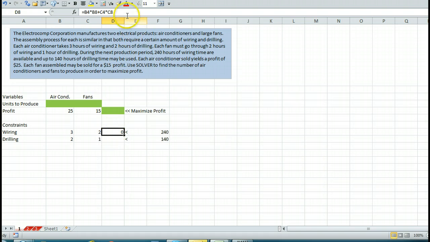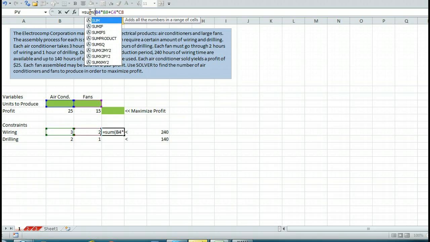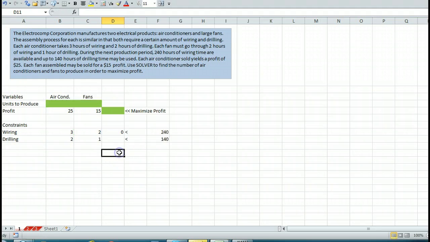Okay, so you can see what formula I have in here up top. I'm going to put SUM, just to make sure Excel takes this right. Okay, so you can see up here the formula that I have in this cell: I've got the sum of the number of units of air conditioners times 3 hours of wiring each, plus the total number of fans produced times the number of wiring hours, 2 hours. So this is going to give me the total wiring hours.